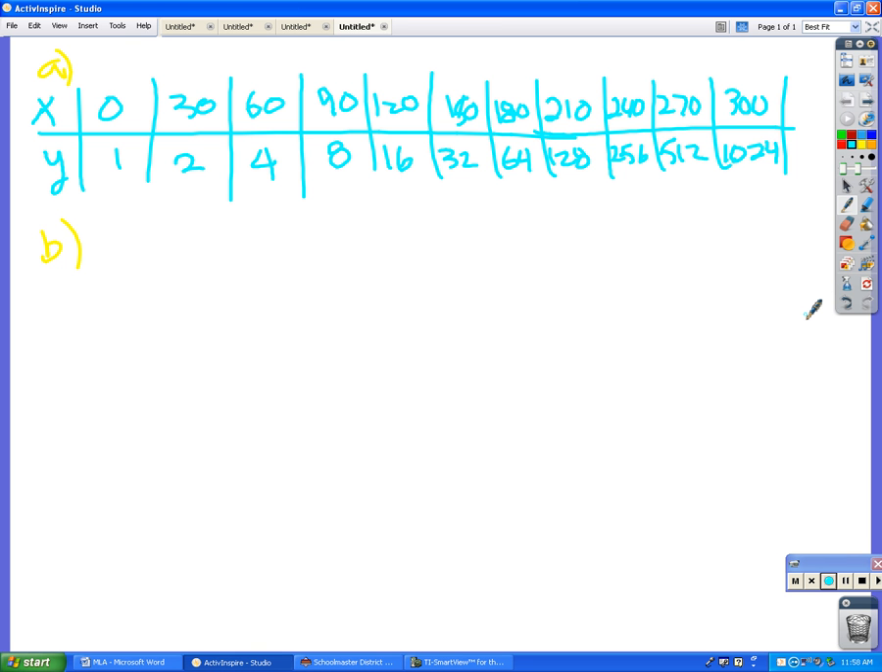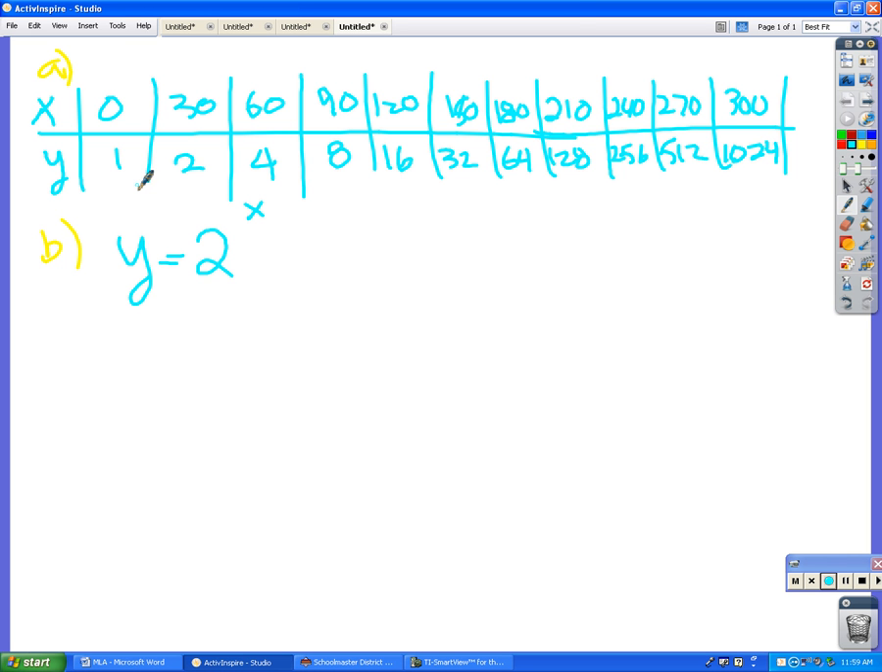And so you should know the formula for this maybe now. Since you're doubling each time, it's going to be y equals 2 to the x, because it's doubling. Except we have to do something funky here. That works for the first one, because if I put in 0 for x, what's 2 to the 0? 1, which is what I got.